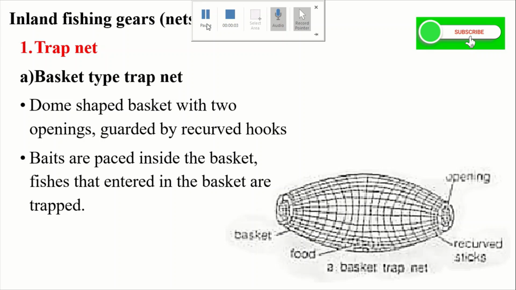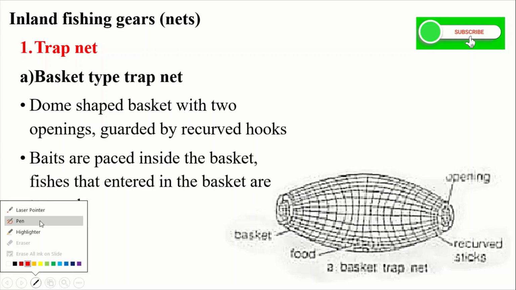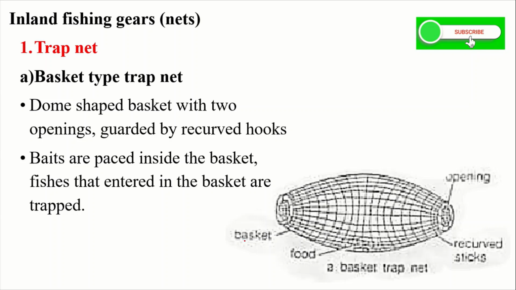So we are going to discuss inland fishing gears, that is the different types of nets which are used in various parts of India to catch fishes from freshwater resources. In India, a variety of nets are used to catch fishes from freshwater resources. Out of these different types of nets or gears, in this video we discuss some important nets or gears used in different parts of India.